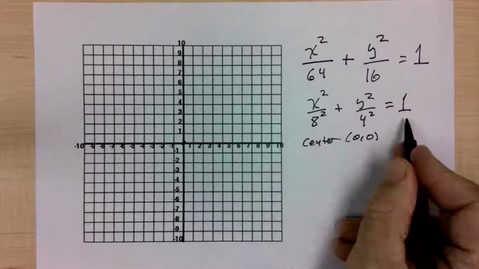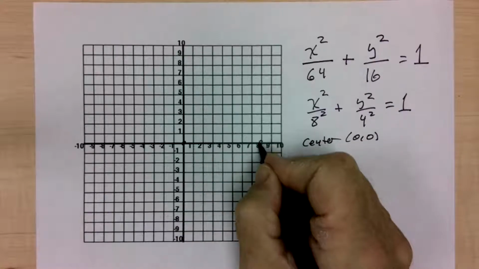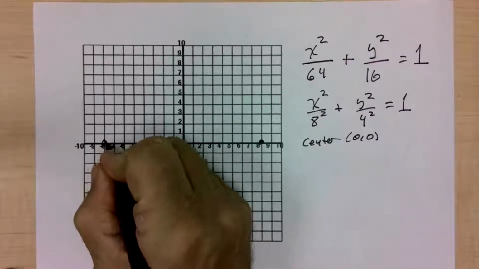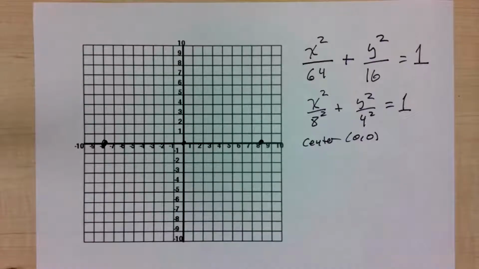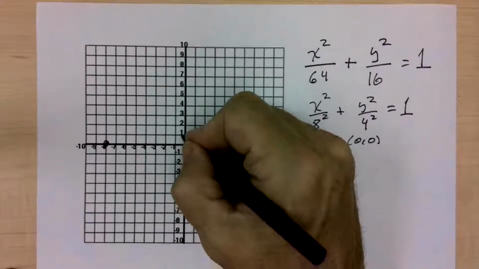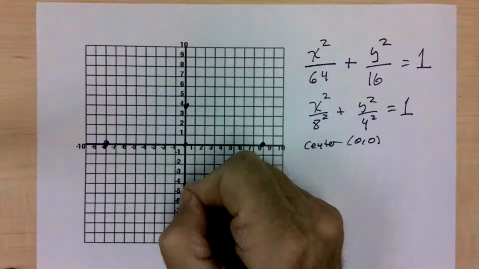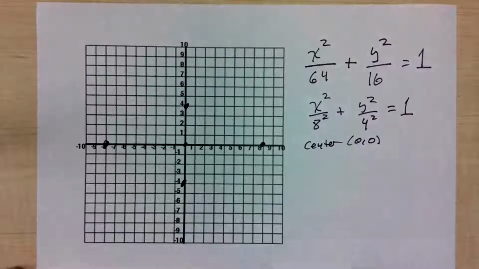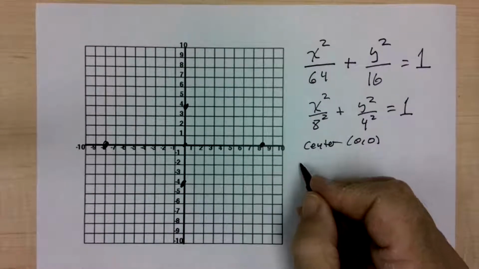My span in the x direction, over 8, back 8. Over 8, back 8. My span in the y direction, up 4, down 4. So that could give me my four vertices if we want to go ahead and list those now.